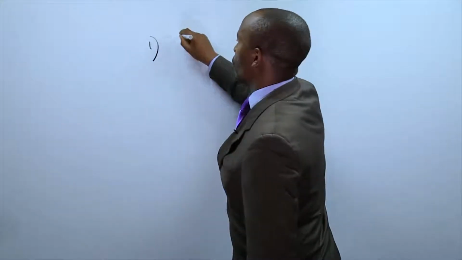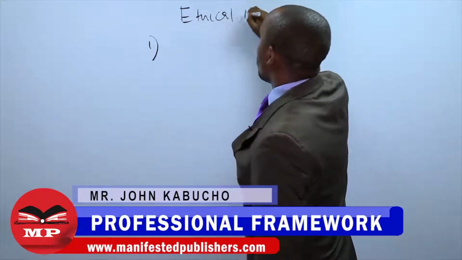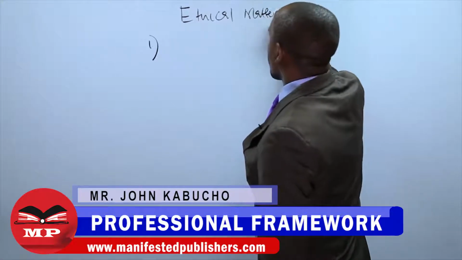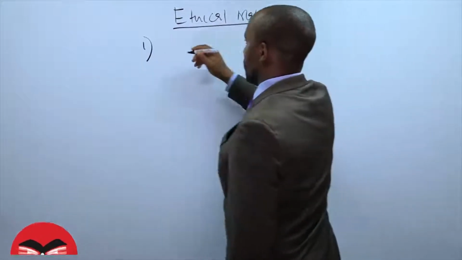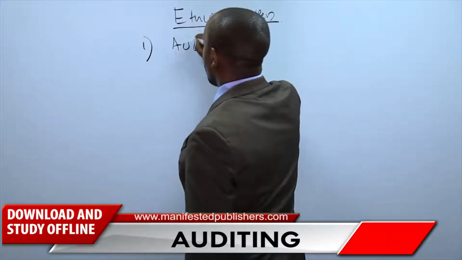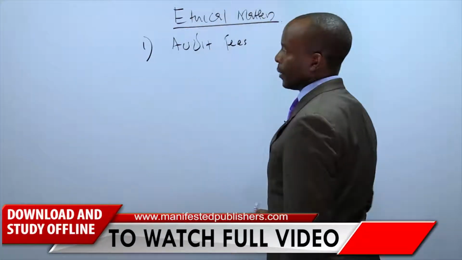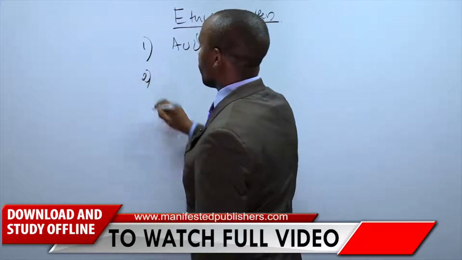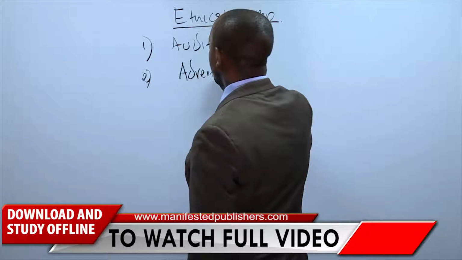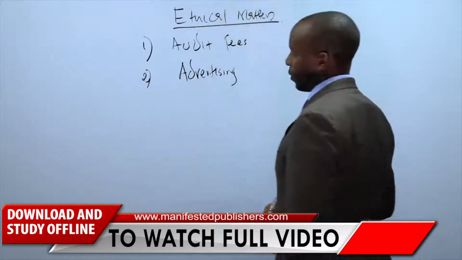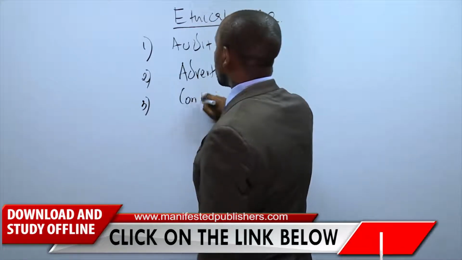One, this is what we refer to as other ethical matters, that each and every accountant is supposed to comply with. The other ethical matters, we have audit fees. Audit fees is going to be one of the matters to consider as an ethical matter. Then this one is going to be followed by advertising. And then this one is going to be followed by conflict of interest. 3, conflict of interest.